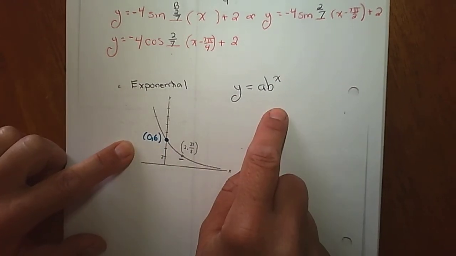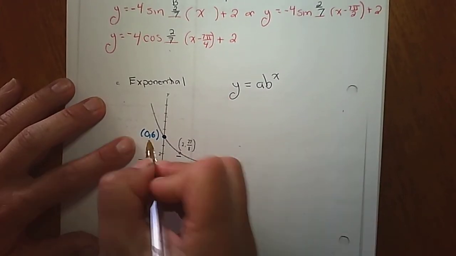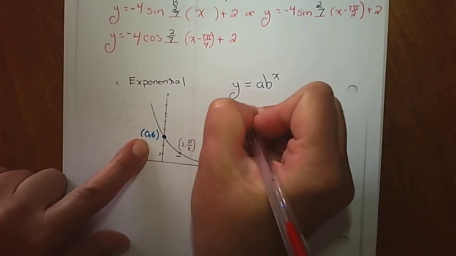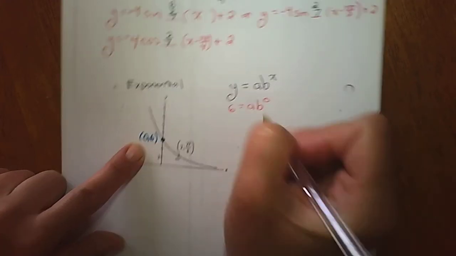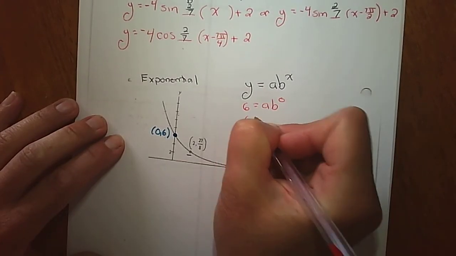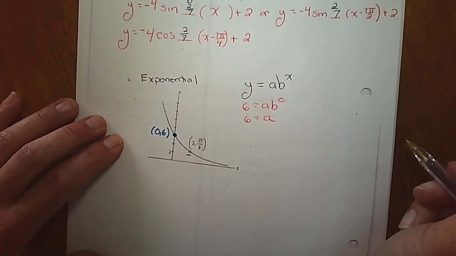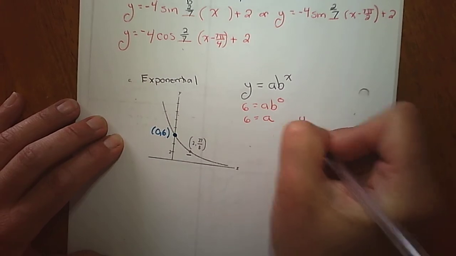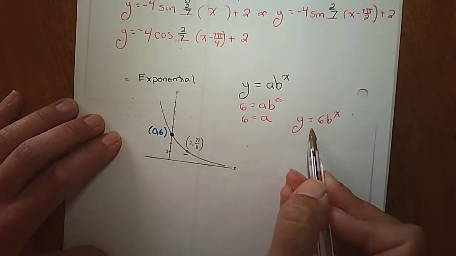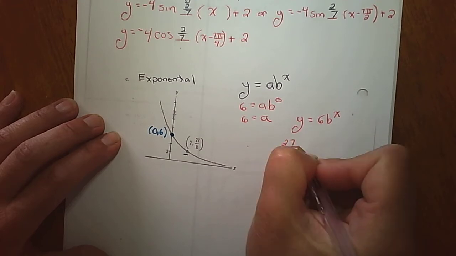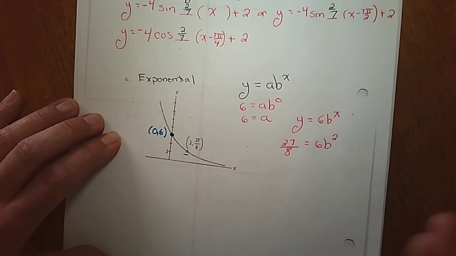It makes this question super easy because I know y is 6, a, b to the, that's 0, right? Well, what's b to the 0 power become? 1. So look right off the bat now. I know a has to equal 6. So y equals 6, b to the x. Then you take the other point, plug into this. 27 over 8 equals 6b squared.